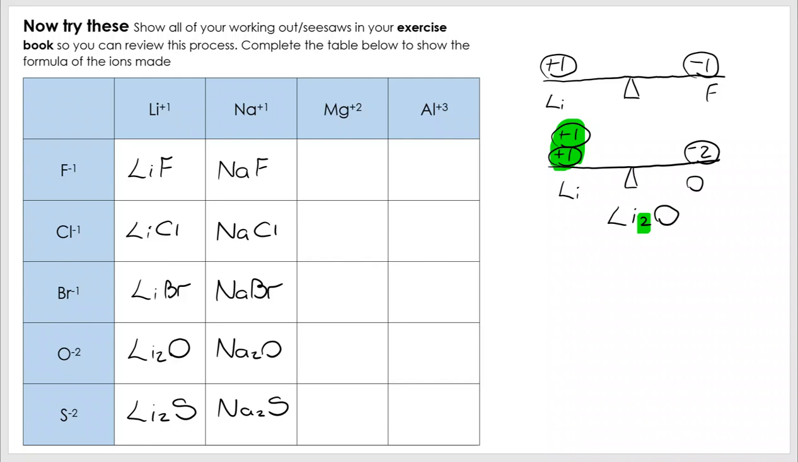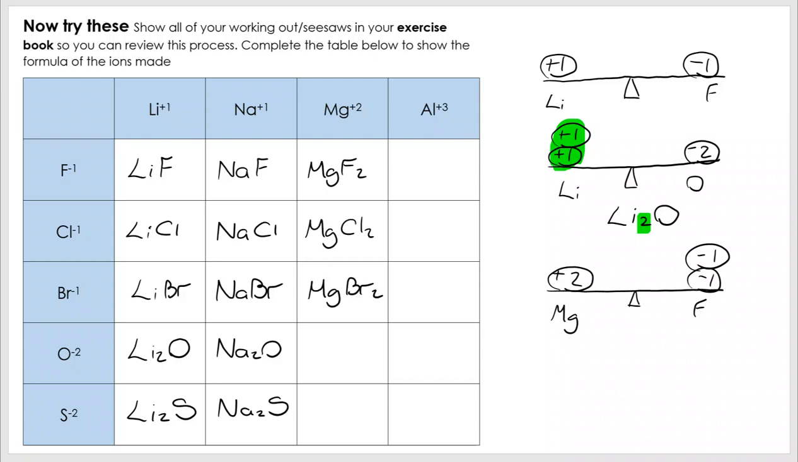Now let's have a look at another different example. Let's do magnesium and fluoride. So in this case, we know that magnesium is +2 and we know that fluoride is -1. Well, I need two -1s to counteract my +2. So I've got one magnesium and I've got 2 fluorides. My formula is MgF2. And once again, I can parallel that with my MgCl2 and my MgBr2.